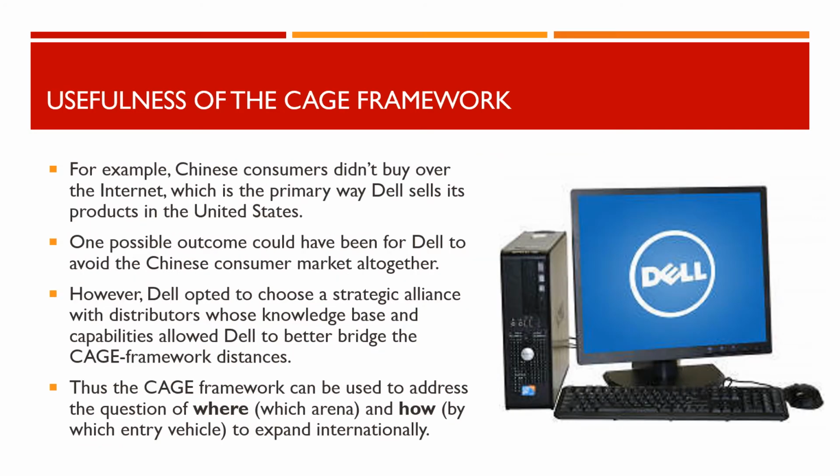For example, Chinese consumers didn't buy over the internet, which is the primary way Dell sells its products in the United States. One possible outcome could have been for Dell to avoid the Chinese consumer market altogether. However, Dell opted to choose a strategic alliance with distributors, whose knowledge base and capabilities allowed Dell to better bridge the CAGE framework distances. Thus the CAGE framework can be used to address the question of where, which arena, and how, by which entry vehicle, to expand internationally.